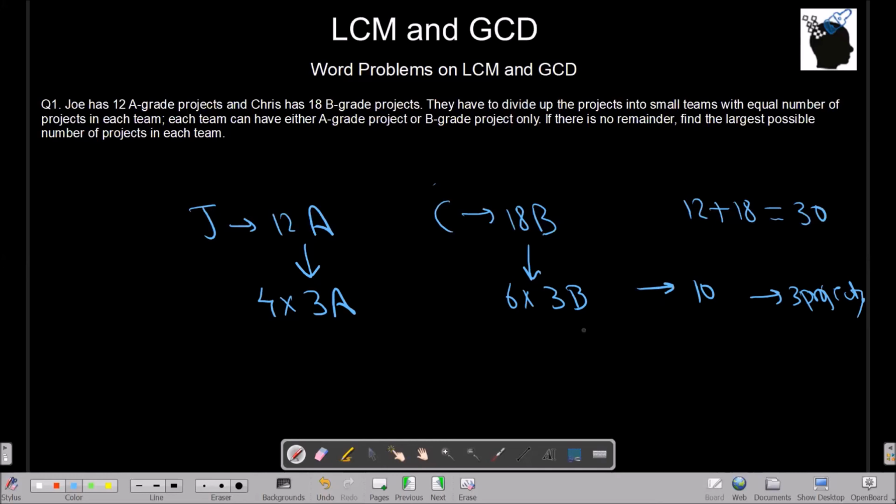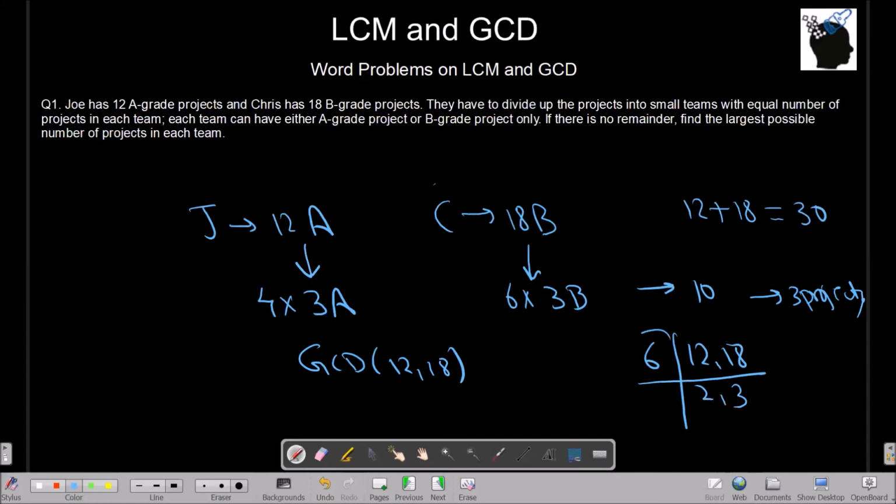So how do we find it out? We need to find a common factor of 12 and 18, which is actually the largest or the greatest. So we need to find the GCD of 12 and 18. Let's use the common factor method. I can divide them by 6 to get 2 and 3. That means the GCD of 12 and 18 is 6. So I can divide them into 5 teams with 2 teams having 6 A-grade projects and 3 teams having 6 B-grade projects.